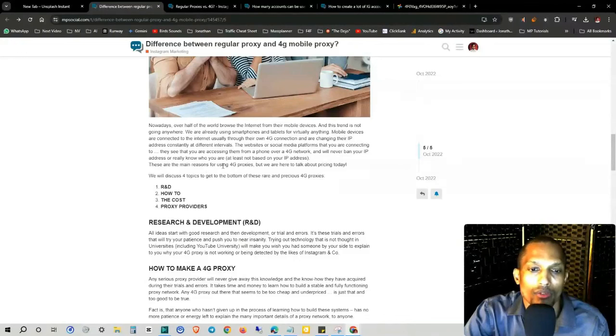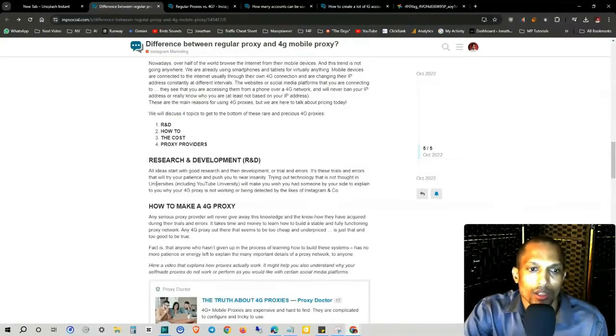These are the main reasons for using 4G proxies, but we're here to talk about pricing. We'll discuss 4 topics to get to the bottom of these rare and precious 4G proxies: research and development, how to, the cost, proxy providers. So research and development, all ideas start with good research and then development, or trial and error.